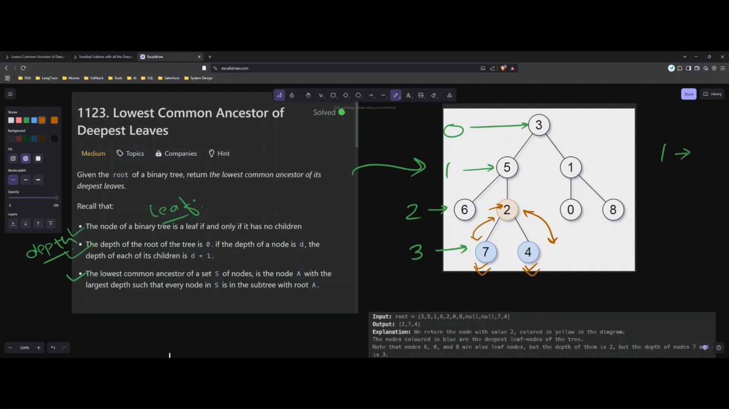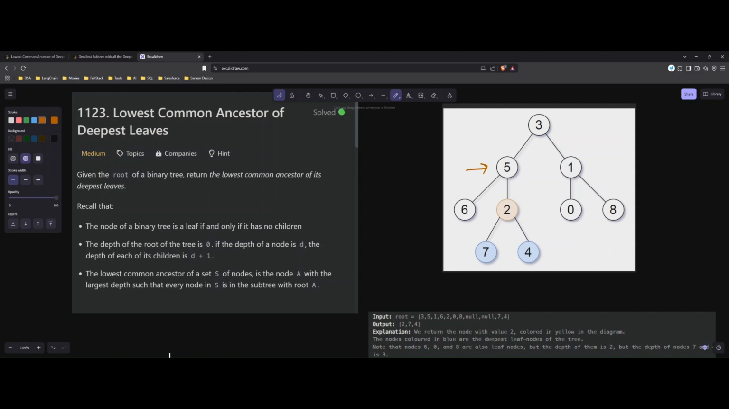I hope I'm making sense. Common means two things should be common. What if they are not? Then that is not the common ancestor. Suppose for this one, 5, let's talk about this 5.